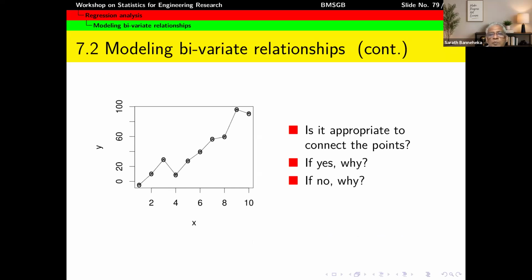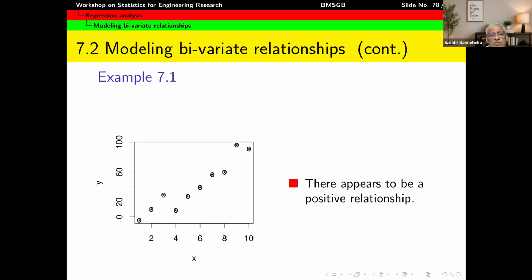And here I'm asking, is it appropriate to connect the points? If yes, why, and if not, why not? Actually, when you have this kind of scatter, it is not advisable to connect the points. Connecting the points will give you some idea about the actual relationship between X and Y, which is usually not true, right? If you carry out another set of experiments, your points will be different, and in that case the pattern you will see will be different.